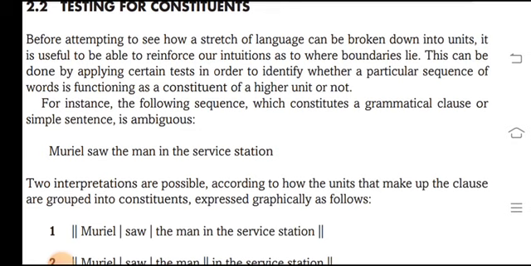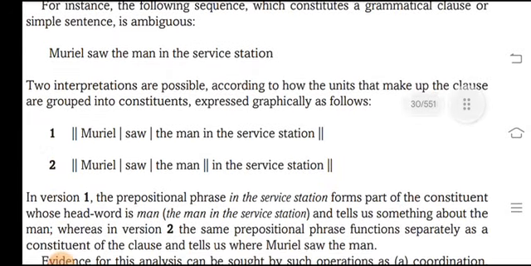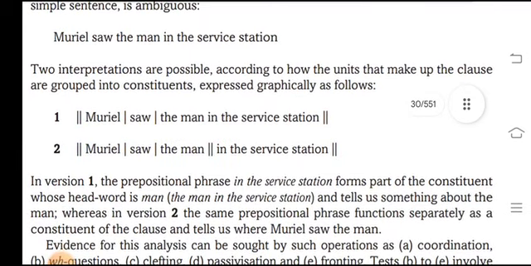For instance, the following sequence, which constitutes a grammatical clause or simple sentence, is ambiguous: "Muriel saw the men in the service station." Two interpretations are possible, according to how the units that make up the clause are grouped into constituents, expressed grammatically as follows.